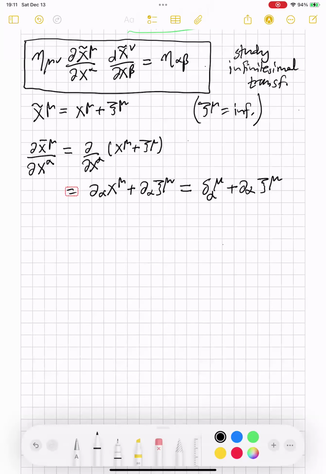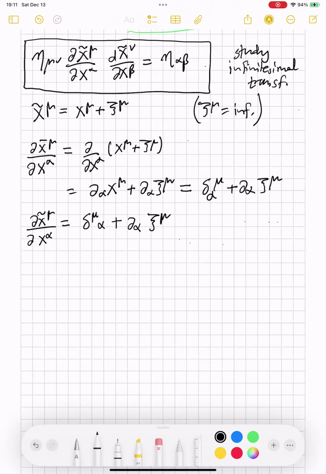Okay, so what have we got? We have got dx tilde mu over dx alpha is equal to delta mu alpha plus d alpha zeta mu.